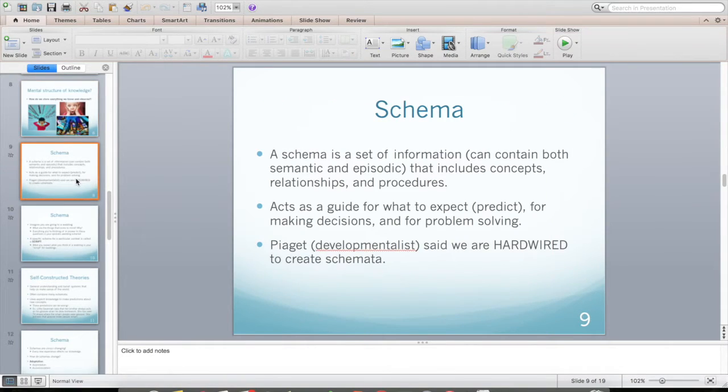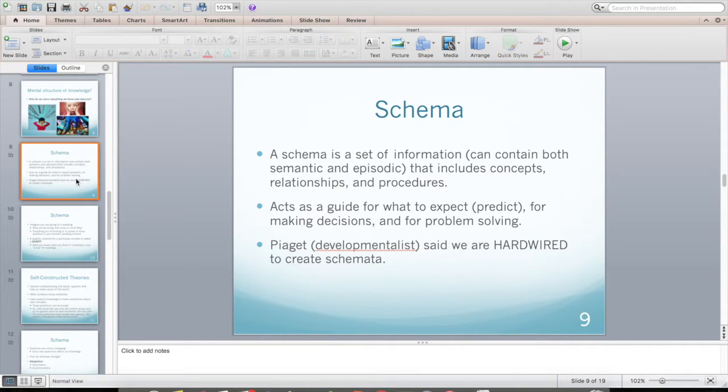So let's move on to schema. So a schema, it's like a box. This is how we hold information in our brains. It's like if I had a filing cabinet, right? In a school, you have filing cabinets on every single student. A computer stores things in folders. Our mind does the same thing.